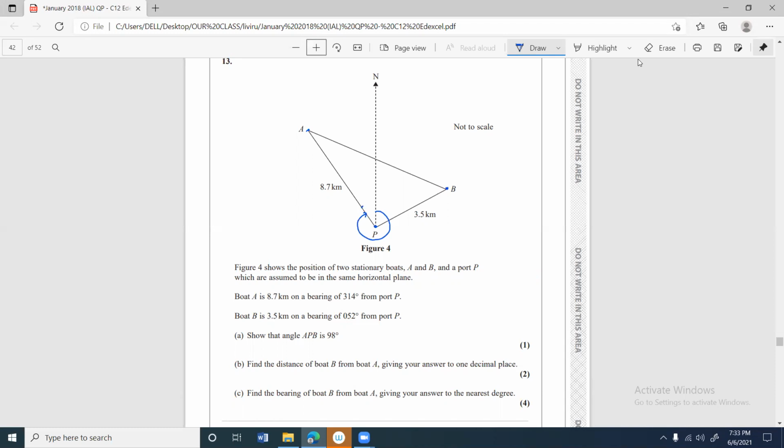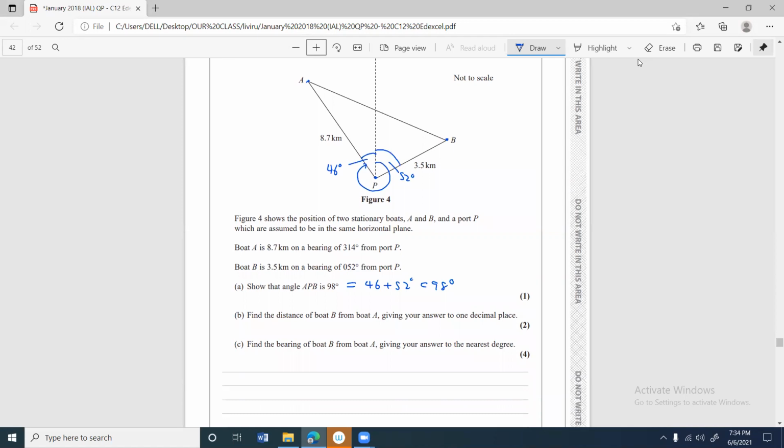So obviously I can find this angle as well. How do you get that angle? 360 minus 314, which is 46. I just mark this information, because the internal angles of a triangle are important for us to analyze a question. The bearing of board B is 3.5 kilometers at 52. So this angle is 52. Then I have this entire angle over here. Show that the angle APB is 98. It's pretty simple, 46 plus 52 turns up to 98. I know this whole angle is 98.